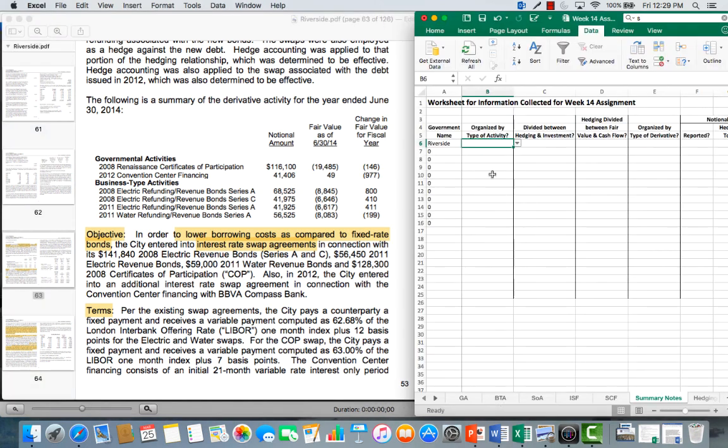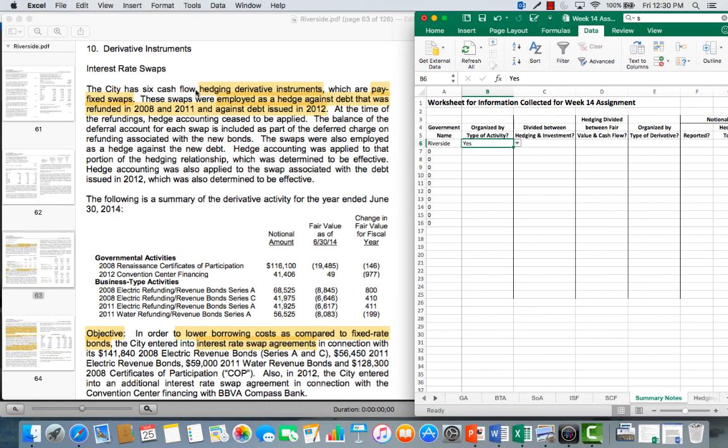And it's asking first, is it organized by type of activity, meaning governmental activity, business type activity, fiduciary activity? And in fact, they are in the presentation of information showing governmental activities and business type activities. So you can click yes. Now asking, is the information further divided underneath each of these activities between hedging and investment? And in this case, it's not.